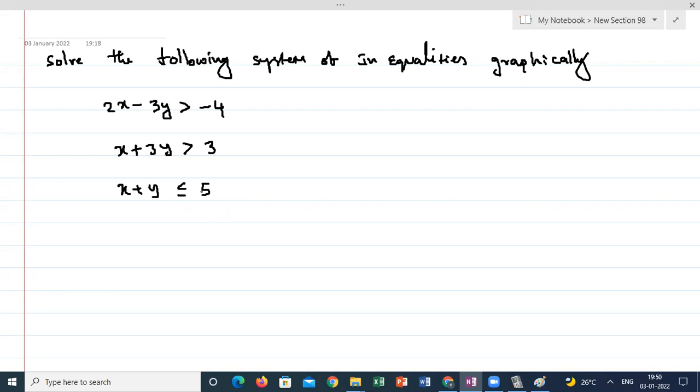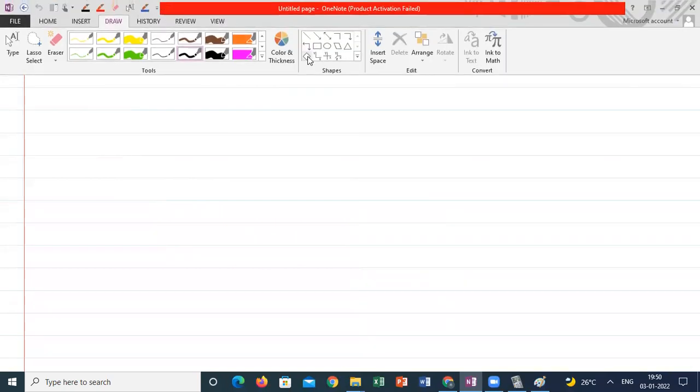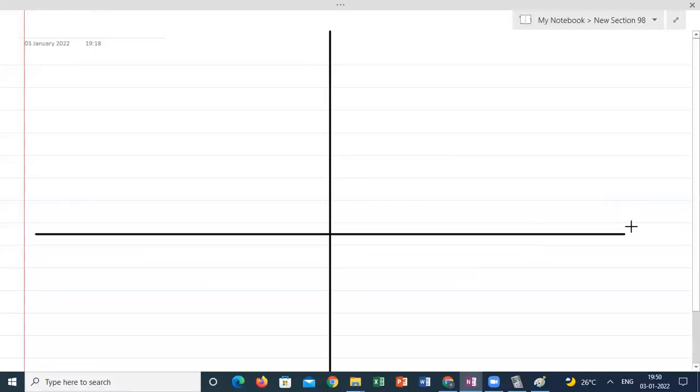Anyone got the answer? What kind of region are you getting? I will draw the graph. Let's see how it will look. We'll give the final solution of this question. Let's compare with your solutions.